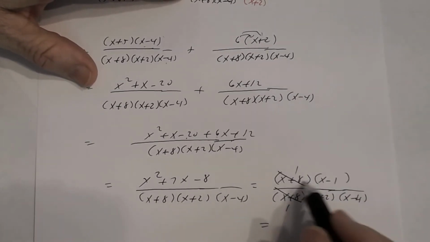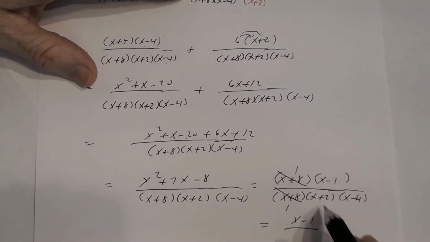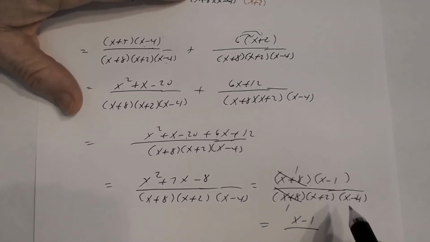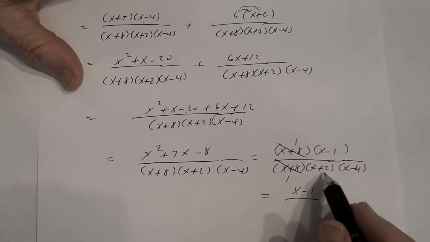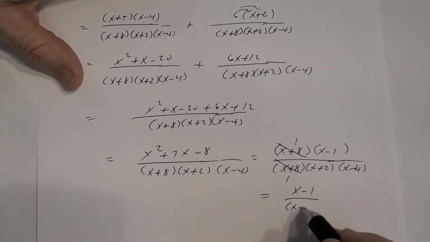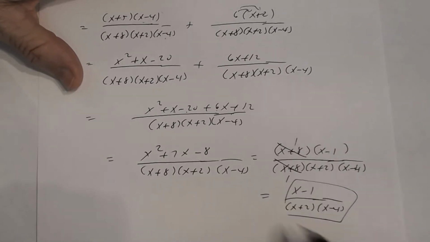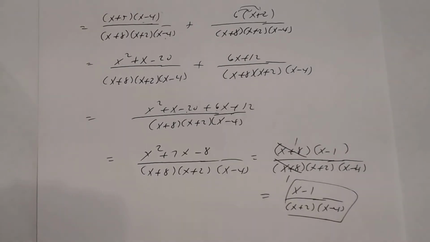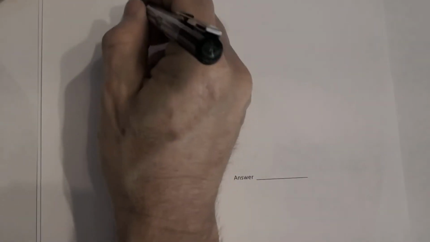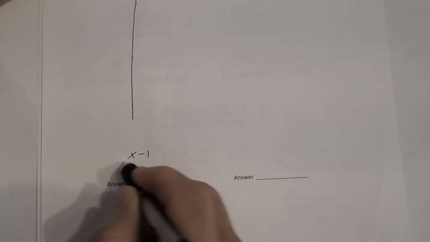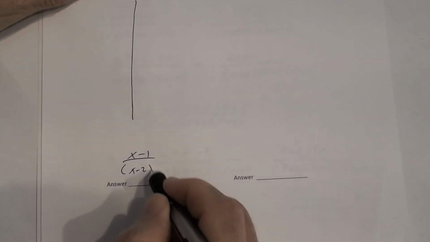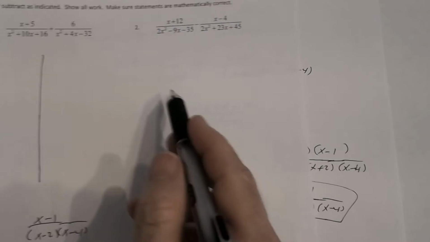So the answer is going to be 1 times x minus 1, which is x minus 1, divided by the product of these two factors. And leave it in factored form. Don't multiply the denominator out. Leave it alone. So there's your answer: x minus 1 divided by x minus 2 times x minus 4. Okay? All right, lesson number 2.